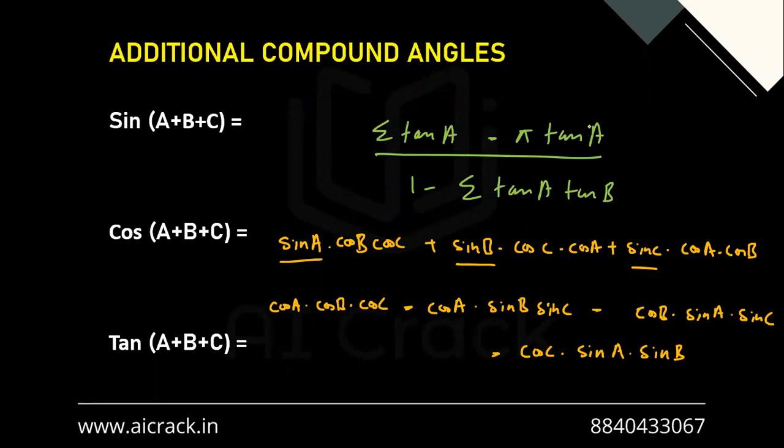Minus pi tan A. Again the same kind of notation, but here it's multiplication. So pi tan A means tan A tan B tan C. So this is tan A plus tan B plus tan C minus tan A tan B tan C divided by 1 minus sigma tan A tan B. This means 1 minus tan A tan B minus tan B tan C minus tan C tan A, right? So these are the three formulas you just have to remember. There haven't been any questions from these formulas in PGDBA, but just for the sake of doing it, you just have to remember it.